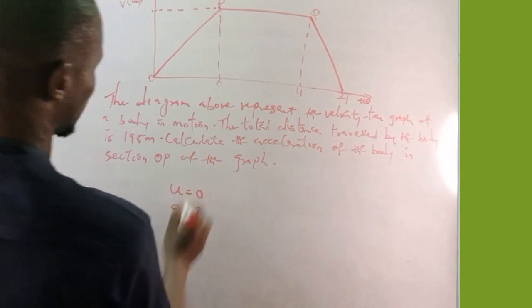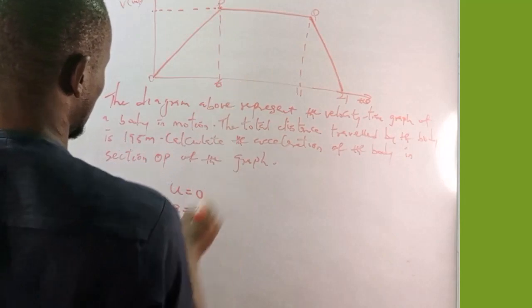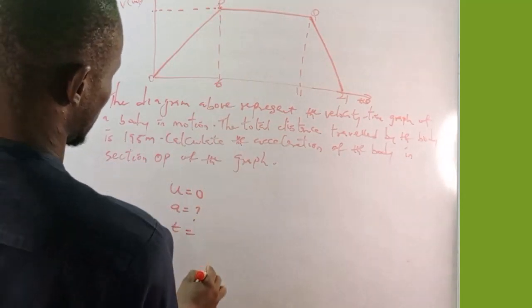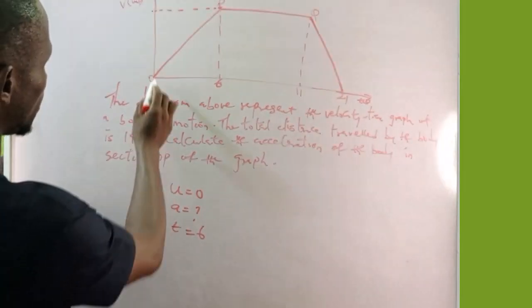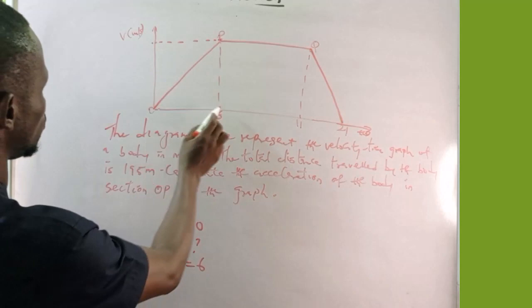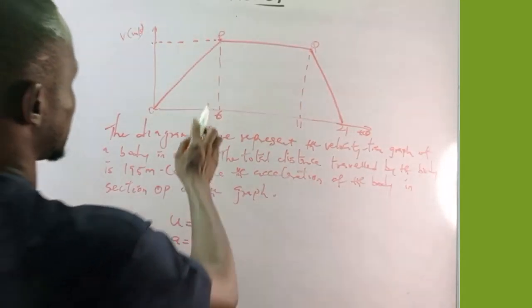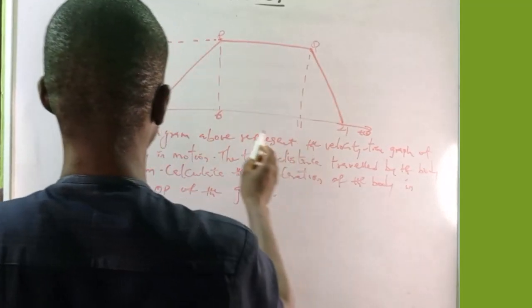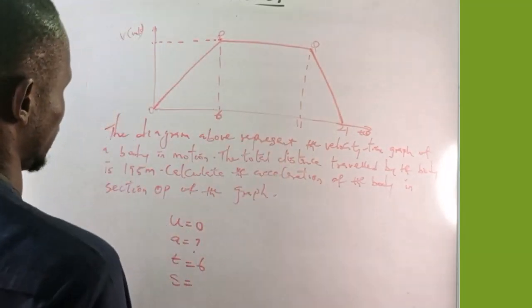Acceleration, we are asked to calculate. At this point, what is the time it traveled? The time is 6. So then, what's the distance from here to here? The distance from here to here is not 195. The distance of all of them is 195, but the distance from here to here is not 195.